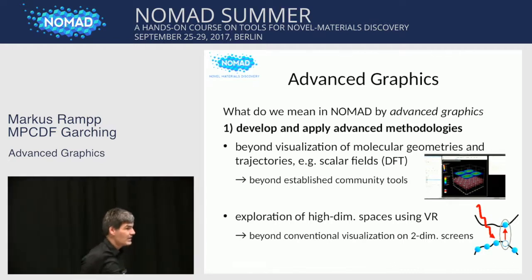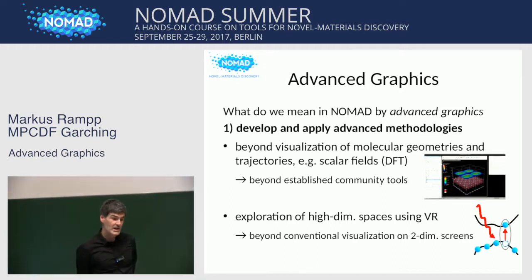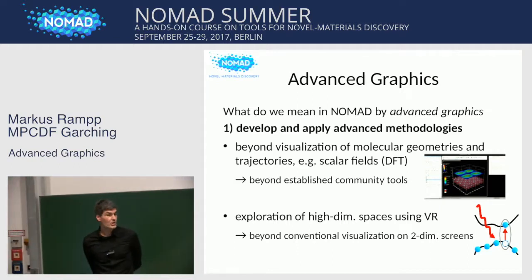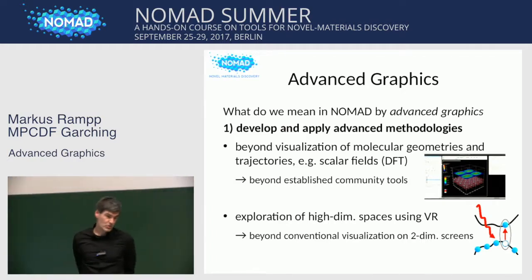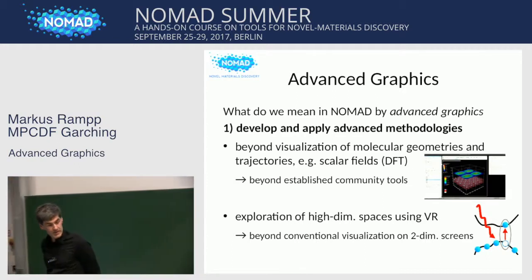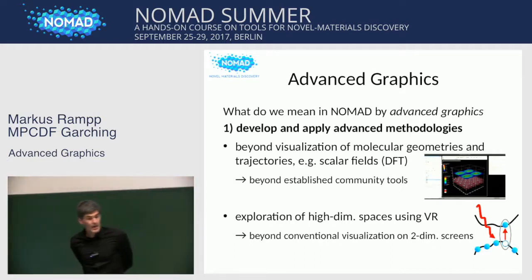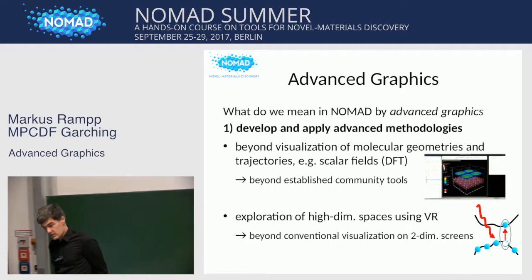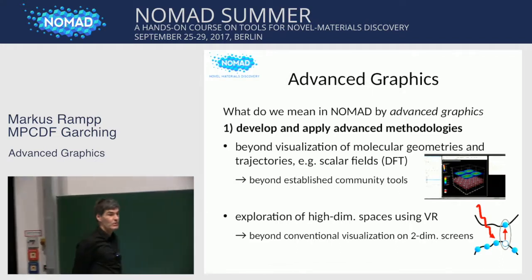The first thing is, we try to develop and apply advanced methodologies, which means we want to go beyond the tools of the trade or the methodologies which are conventional and used in this field. Namely, we want to go beyond the visualization of molecular trajectories, let's say, and for example, also give you access to larger and more complex types of data which are present in the Nomad repository, or in the Nomad archive, I should say. Second, we would like to enable the exploration of higher dimensional spaces, also abstract spaces, using virtual reality.